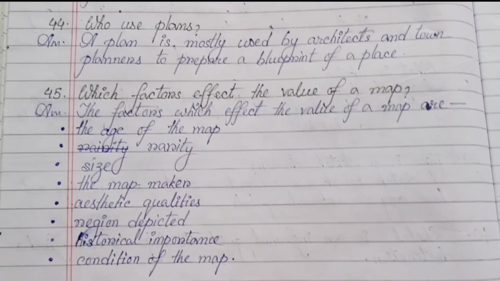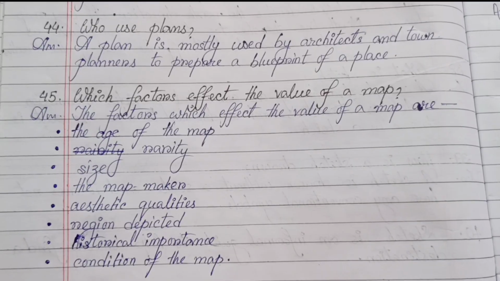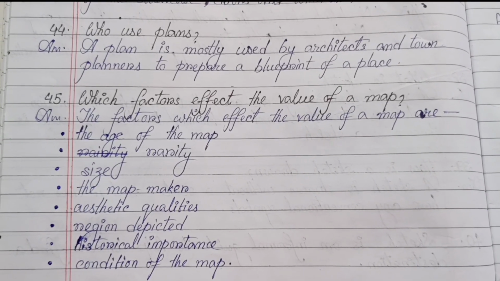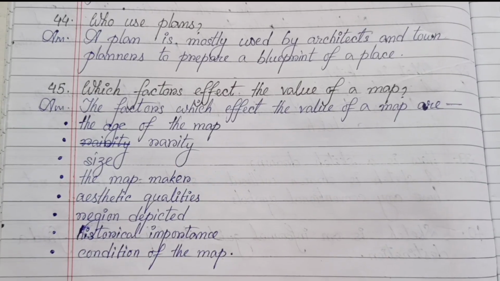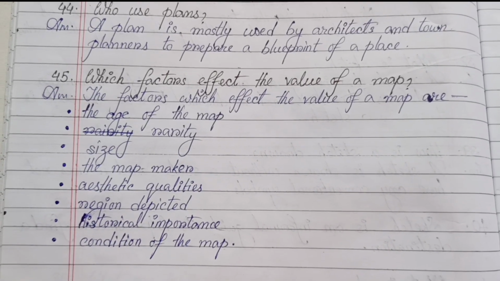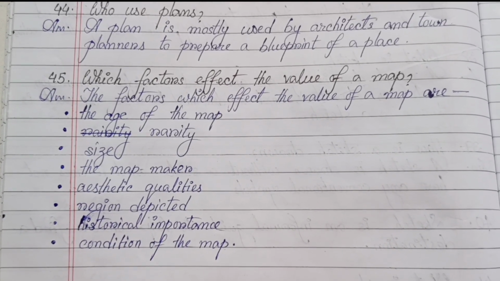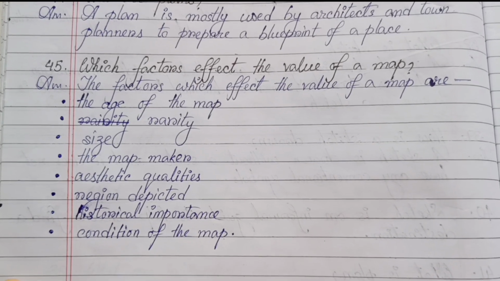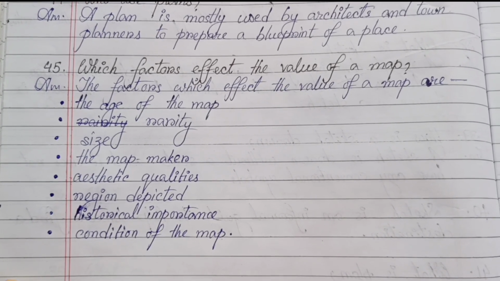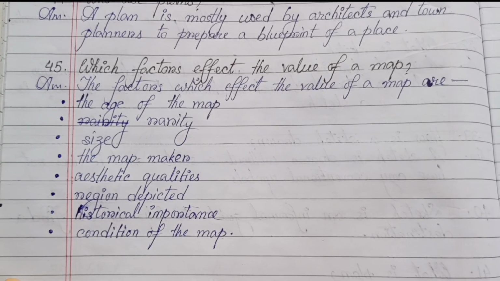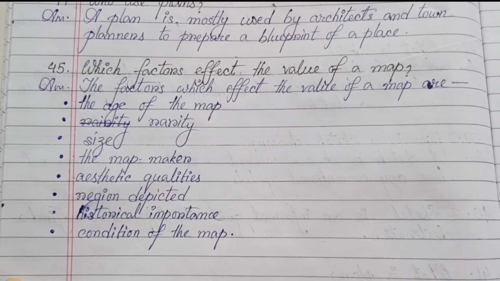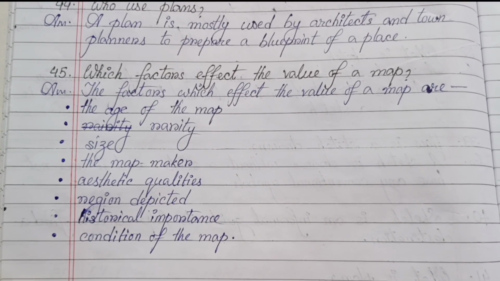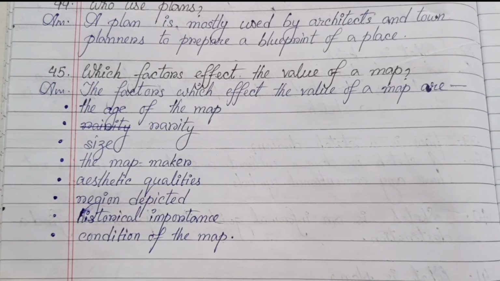44. Who use plans? A plan is mostly used by architects and town planners to prepare a blueprint of a place. 45. Which factors affect the value of a map? The factors which affect the value of a map are the age of the map, rarity, size, the map maker, aesthetic qualities, region depicted, historical importance, condition of a map.